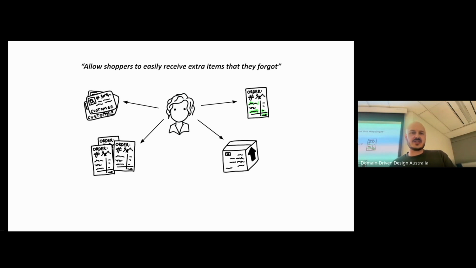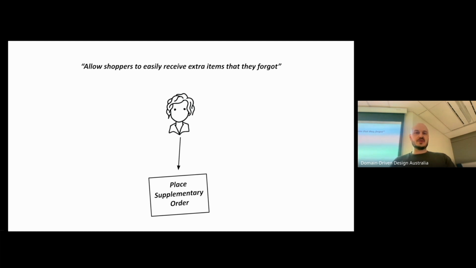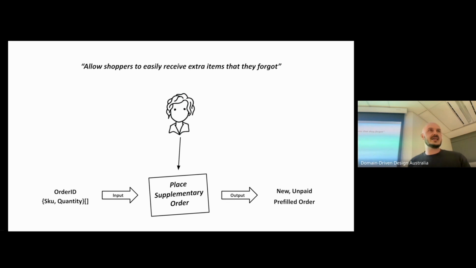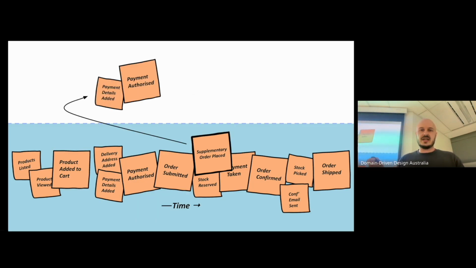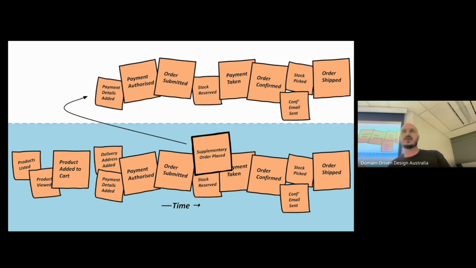To do that, we could just imagine a new place supplementary order endpoint, which would take a reference to the original order and a list of the items and quantities that were forgotten, and give you out a brand new order with little bits cloned from that other one, and probably a reference between the two as well. Before writing any code, we can sense check this by going back to our events. The nice thing here is, regardless of where we put it, all that creating a supplementary order does is create a brand new swim lane of events which carry on in isolation just like any other order.